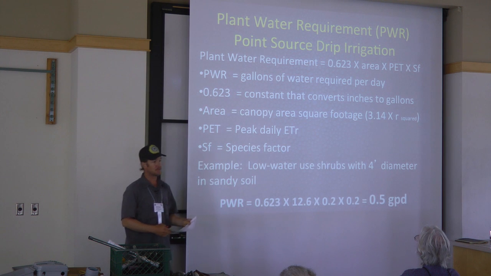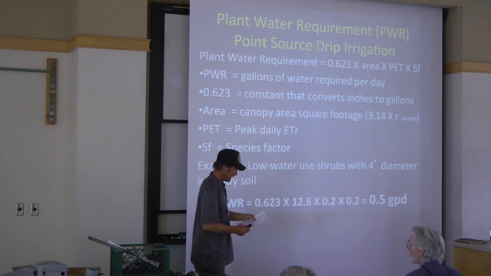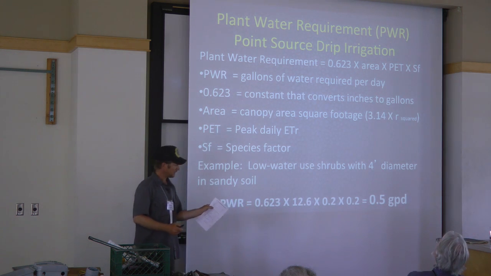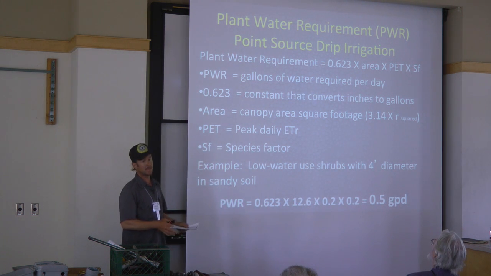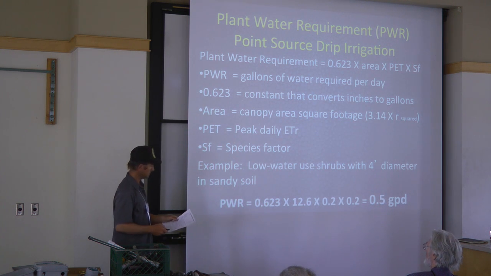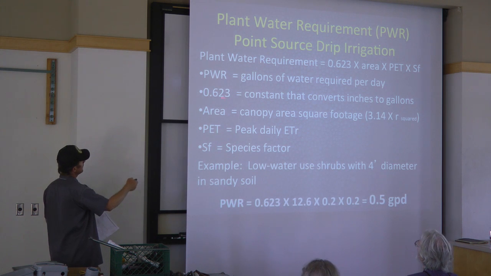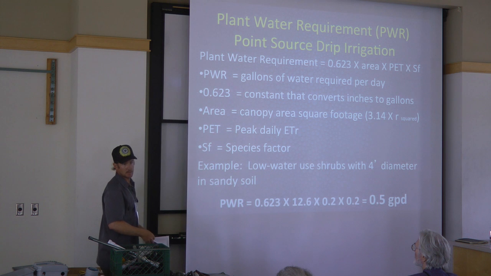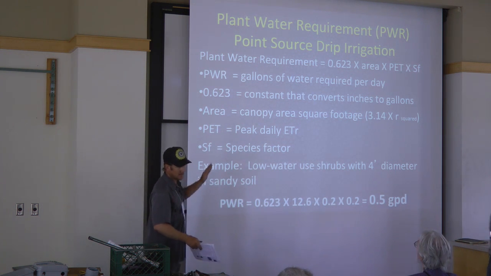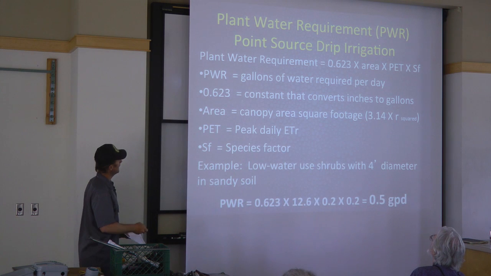Application efficiency or uniformity of this drip system, we're going to approximate at 90%, 0.9. And I'm going to tell you that we're going to put two emitters per plant, and we'll get to how we determine that shortly as well. Okay, so there's that formula on your sheet here. It's written out here as well. 0.623 is just a constant. Just know that that's not going to change. It's basically converting it from inches to gallons, because we need to know gallons here.